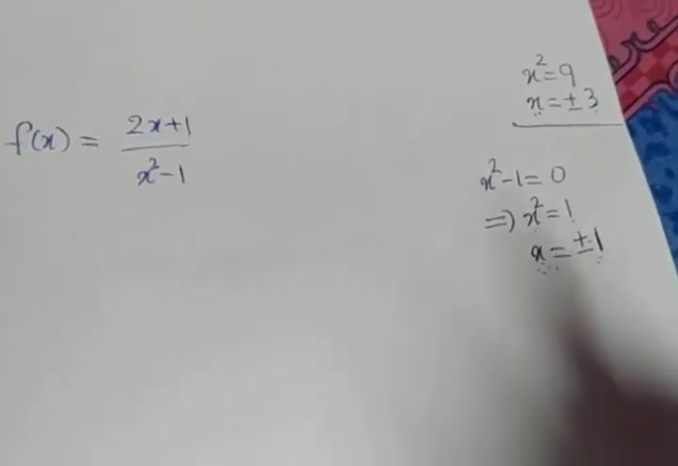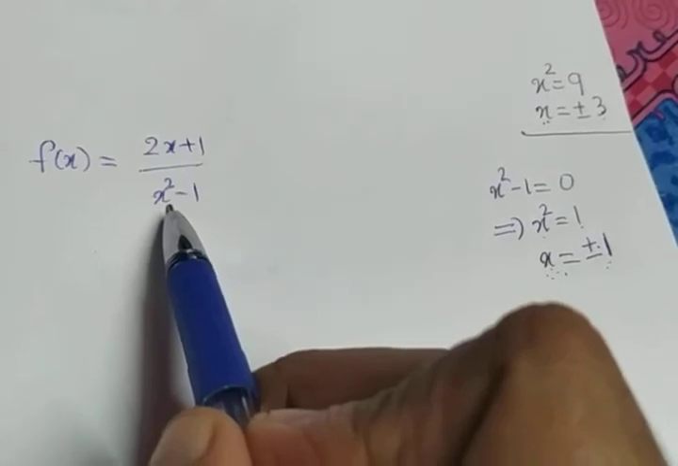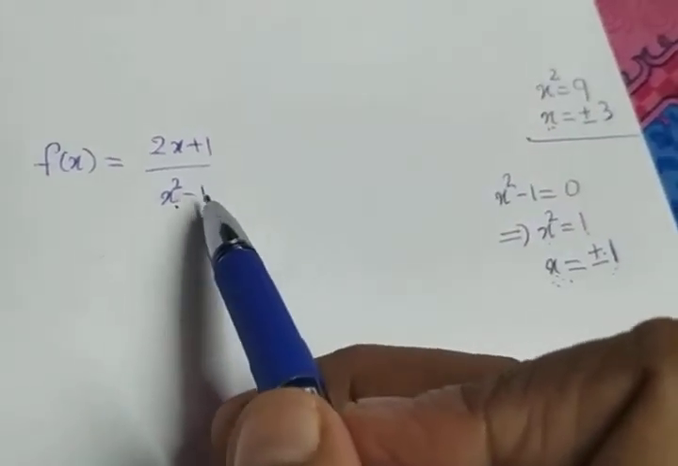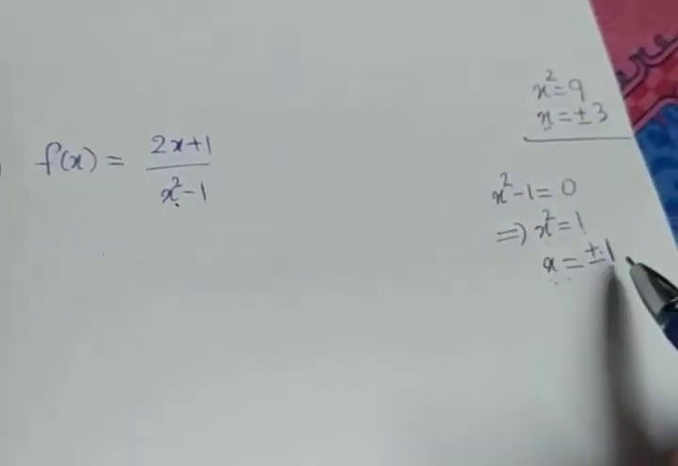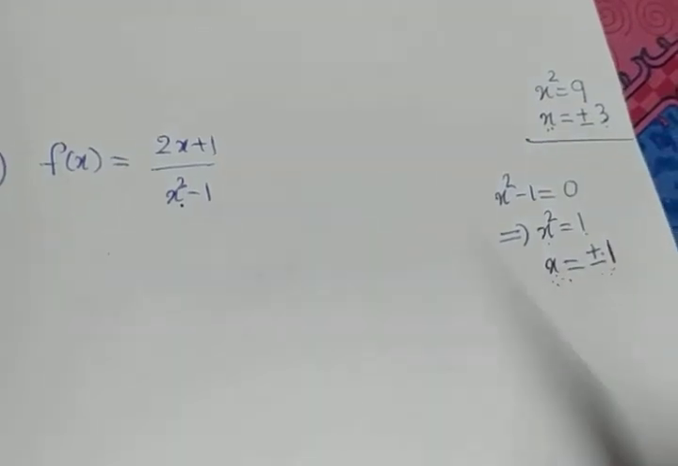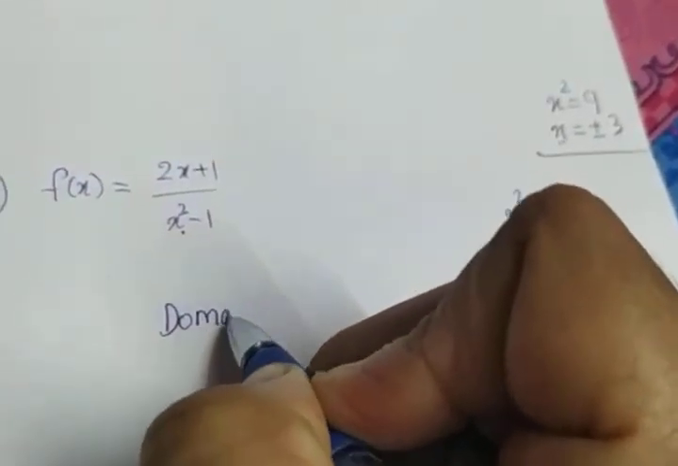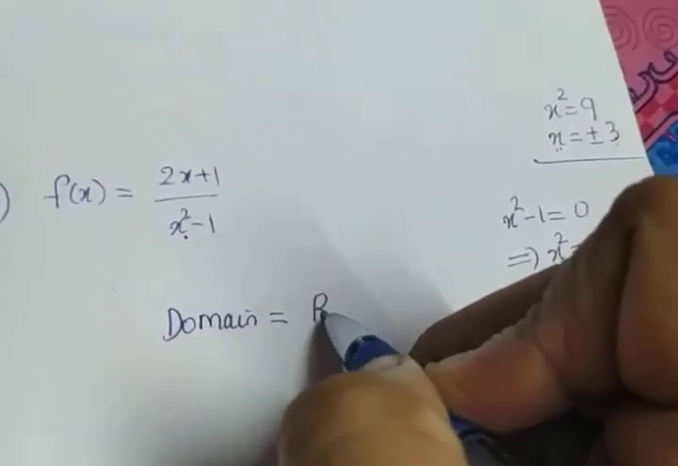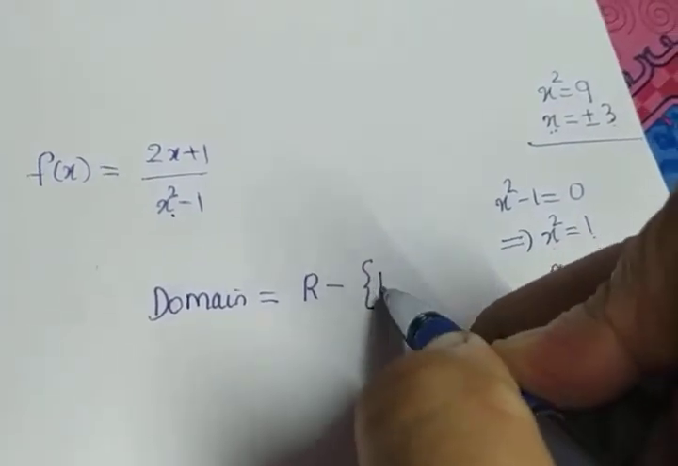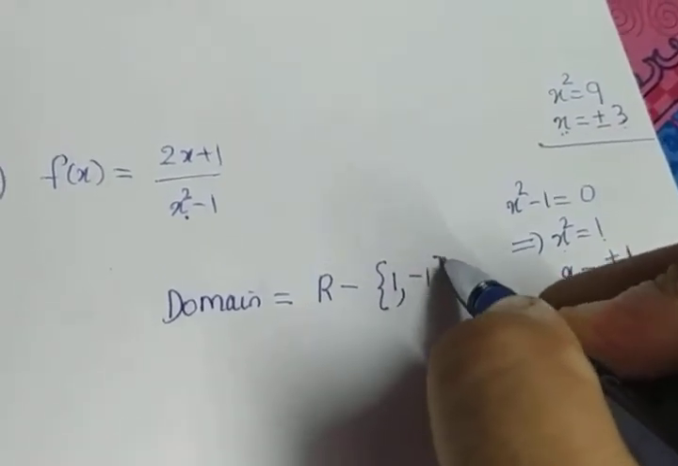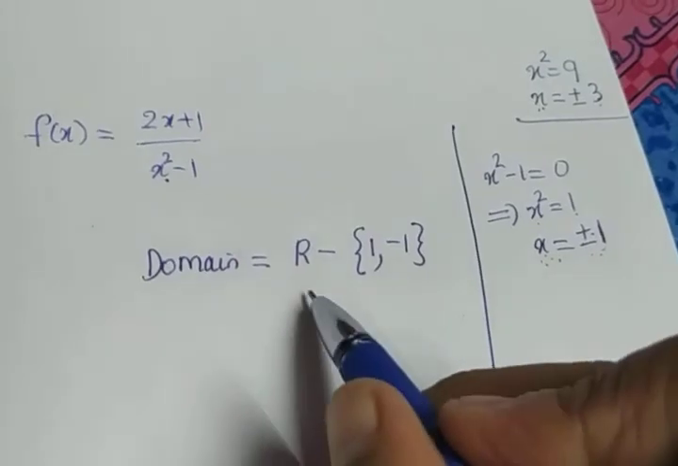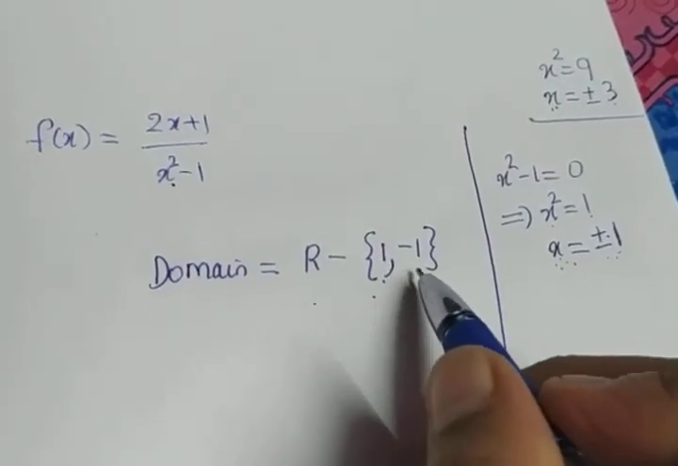So in both cases, x square minus 1 becomes equal to 0. That 0 is not possible because the 0 is in the denominator. So we have to avoid these two values from the real number set. So our domain will be equal to R minus the set 1 and minus 1, which we have to avoid. So domain is equal to R minus the set {1, minus 1}.